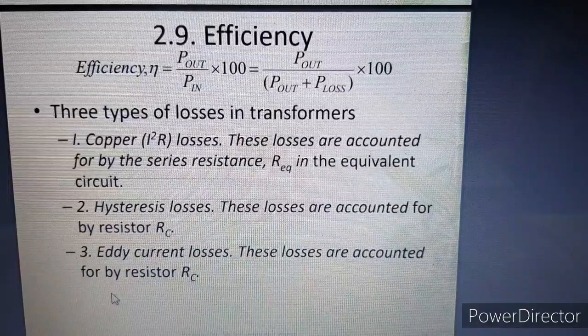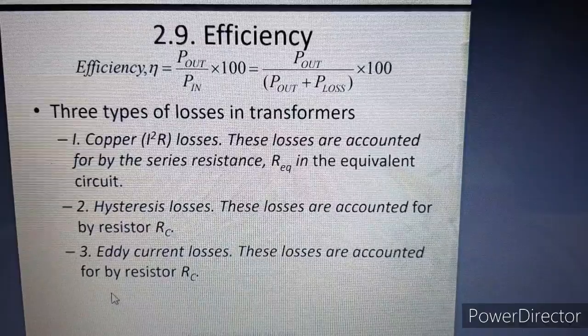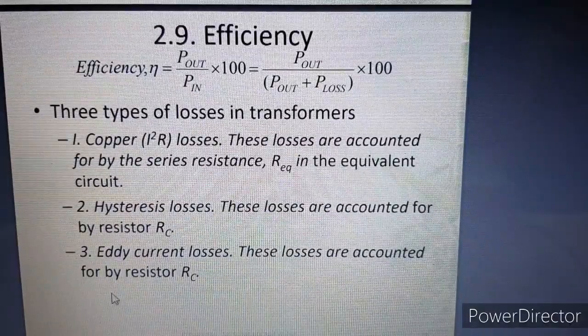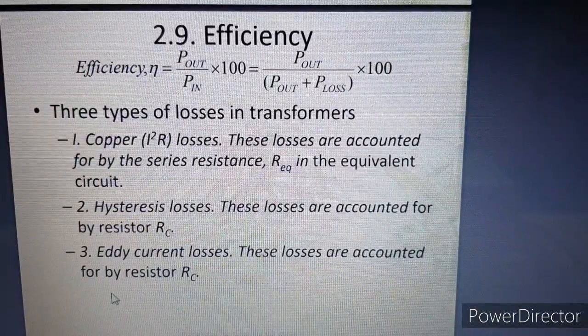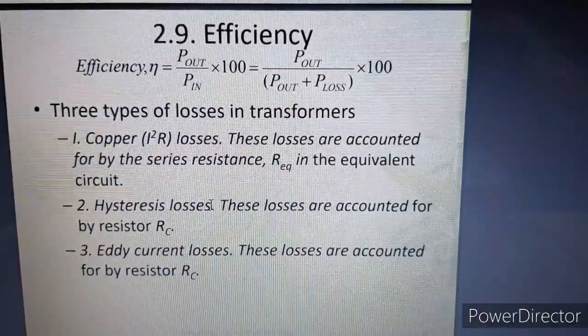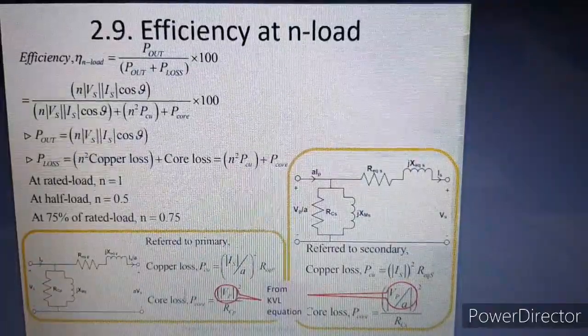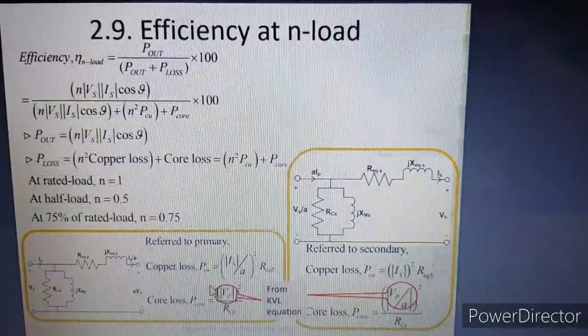For the efficiency, generally the formula is P out over P in times 100. But we know your P in equals P out plus all your losses. So the losses considered to calculate efficiency are, number 1, copper loss, and number 2, core loss. Copper loss, core loss.